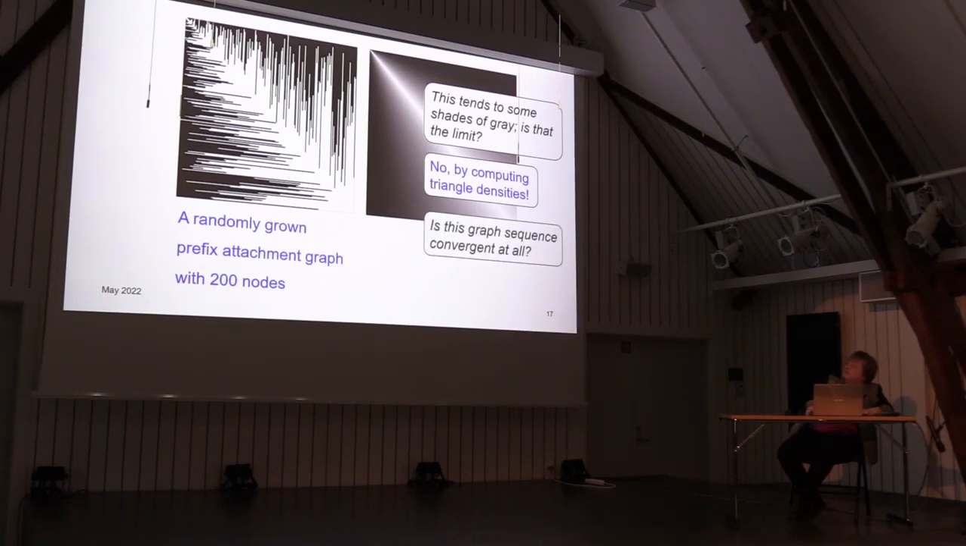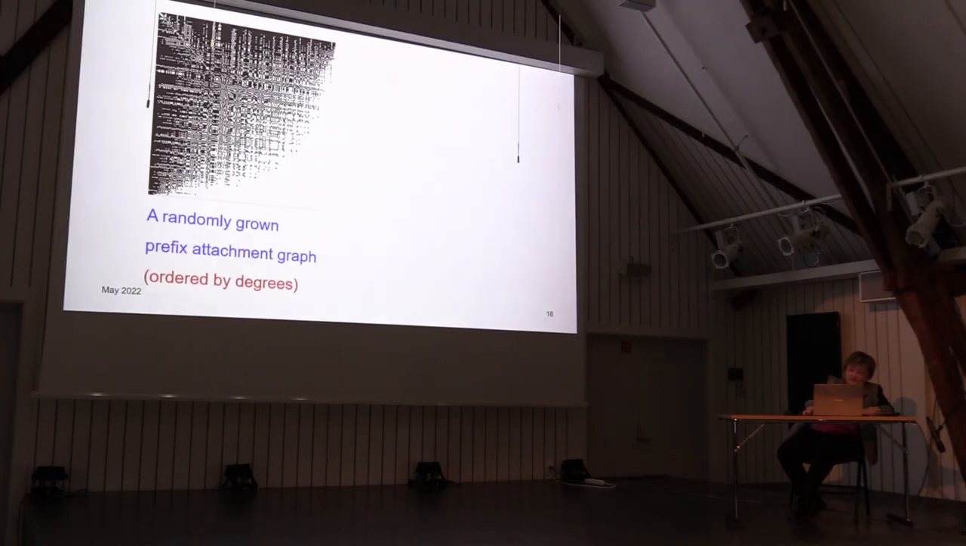Is this graph convergent at all? Now, if we compute subgraph densities, I won't compute it for you, we can see that this is convergent. If I rearrange the vertices by degrees, so the largest degree is up there, then it is also a very nice picture, but unfortunately this is still not the limit.